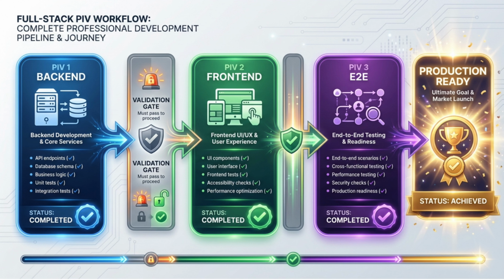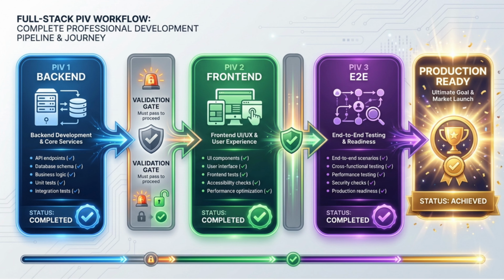Let's step back and see the complete pattern. Piv1 builds and validates the backend in isolation. The endpoint works, the tests pass, the types check, the layer is complete. Piv2 builds and validates the frontend in isolation. The component works, the tests pass, the states render correctly, the layer is complete. Piv3 validates the integration. The E2E test proves the full flow works. The feature is production ready.